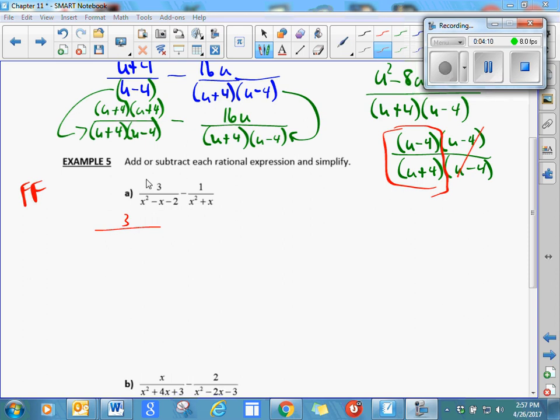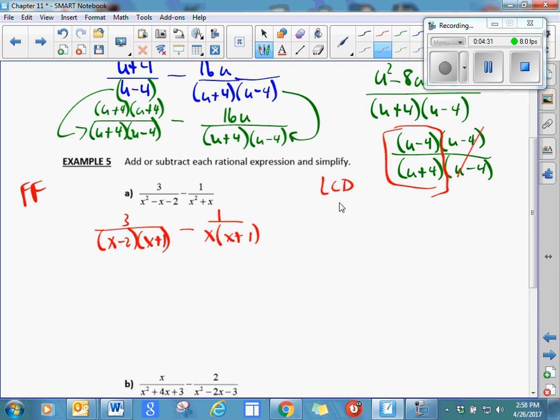This trinomial, let's look at factoring this trinomial. And we can factor it into x minus 2, x plus 1. And this second fraction, we can take out the GCF, which is x. And now we have our factored form, and now we need to set up our LCD.